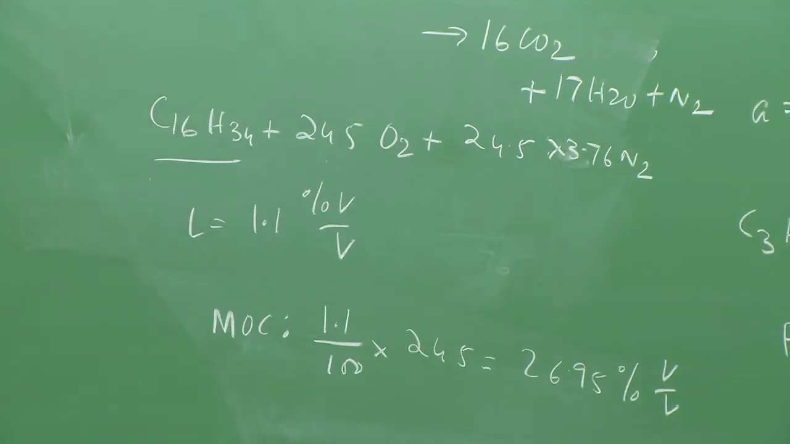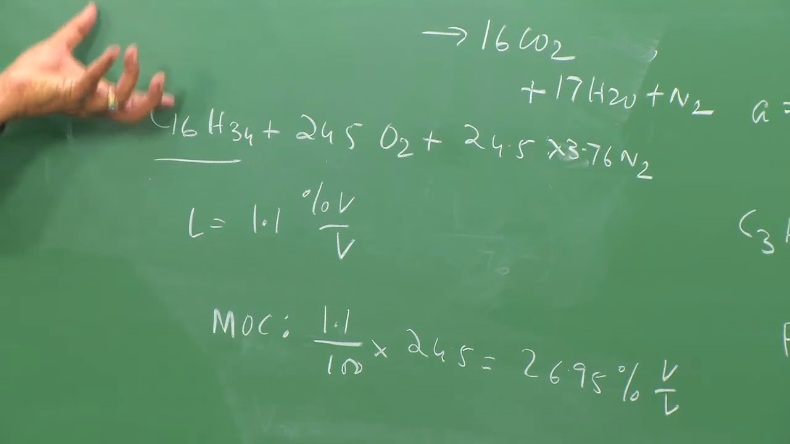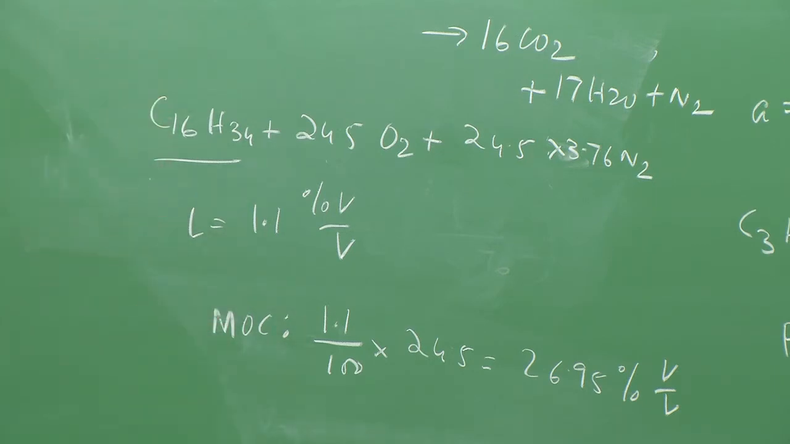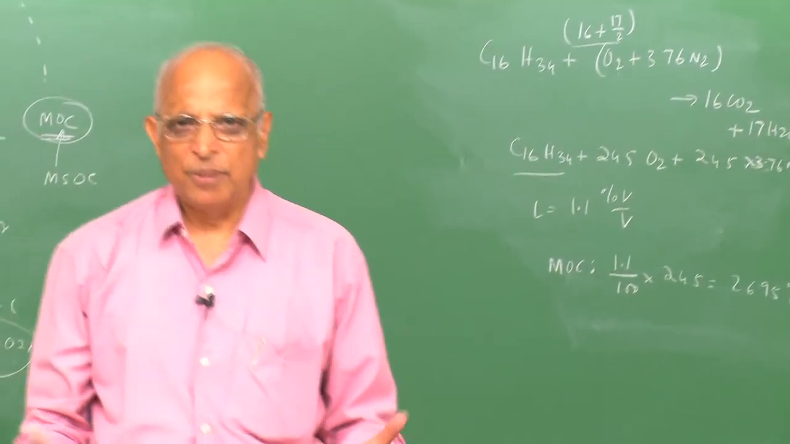And this is how we do different problems, and we can also relate the lean flammability limit to the minimum oxygen concentration and the maximum safe oxygen concentration. Well, this is all about the lean flammability limits.